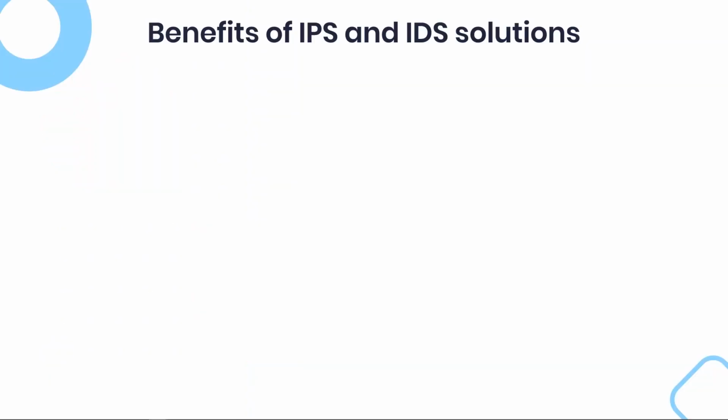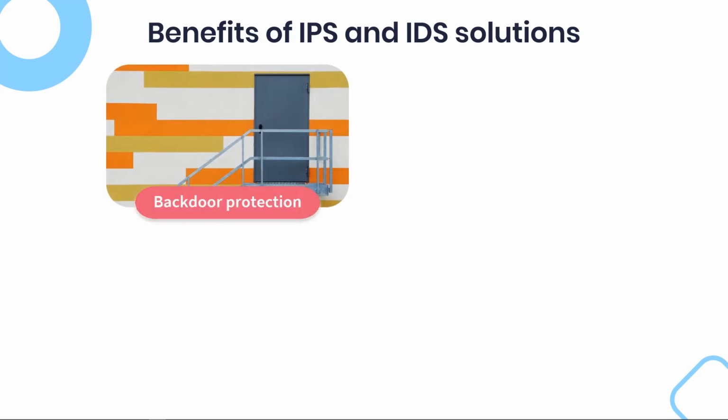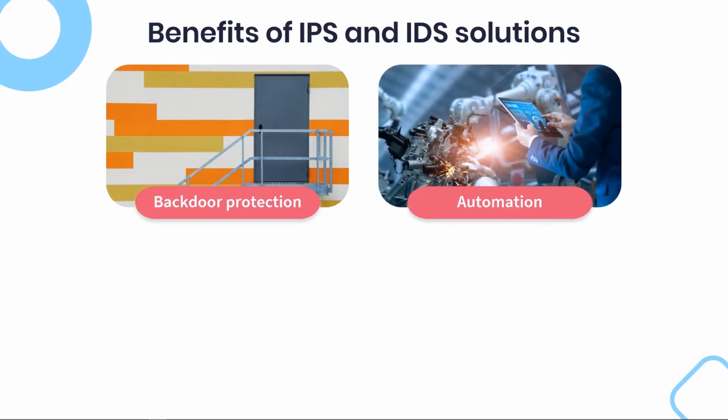You would have probably already seen why companies need both IPS and IDS solutions on their network to attain high security. But in case you need more convincing, here are some of the benefits of these two security solutions. Backdoor protection. IDS configurations typically identify backdoors based on known and unknown threat signatures. Automation. When combining IDS and IPS solutions, companies are able to make complex decisions based on pre-configured instructions.